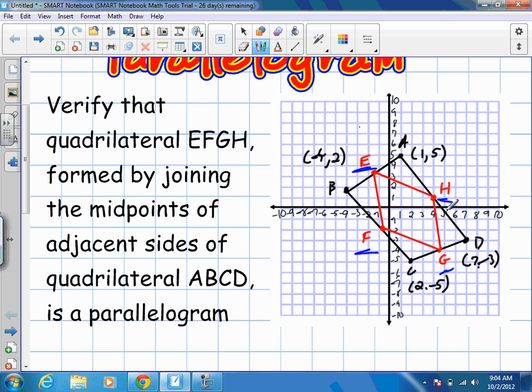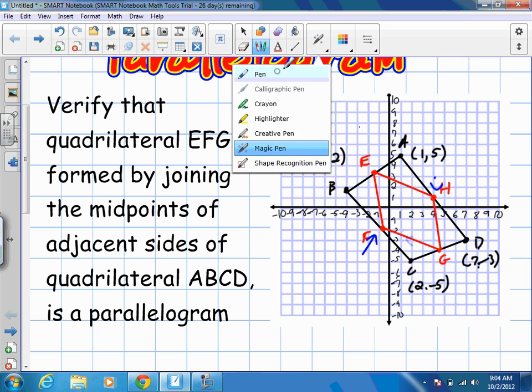And then to prove that it's a parallelogram, what do we need to find? What does parallelogram mean? The slopes. So in order for this to be a parallelogram, I would have to prove that EF is parallel to HG and that EH is parallel to FG. So the first thing we'll do is find these coordinates, then we'll find the slopes of the lines they create to see if they're the same.